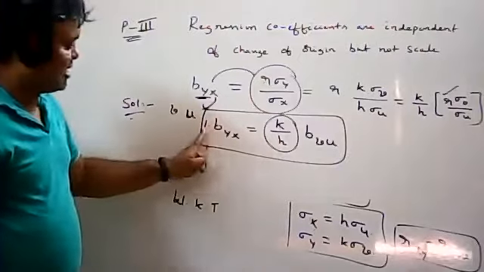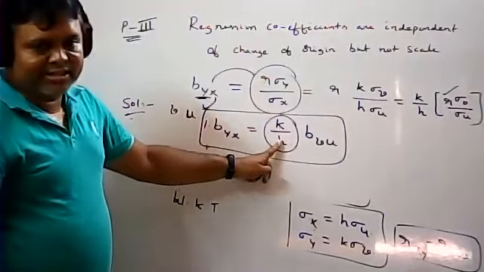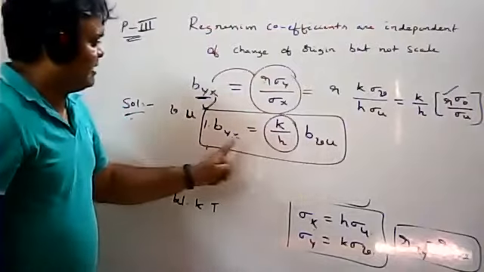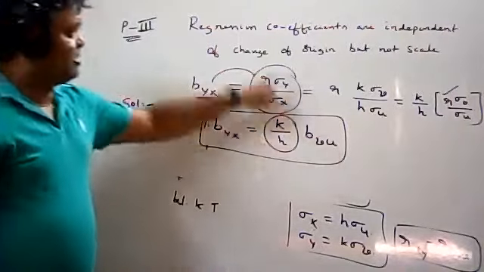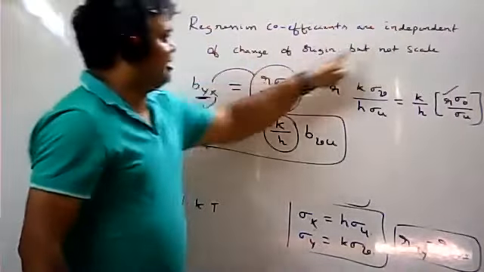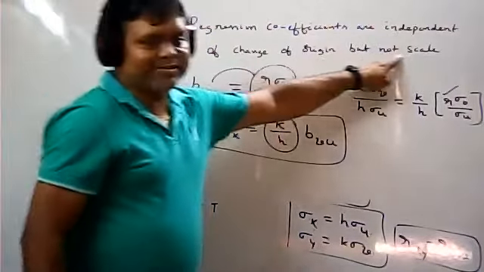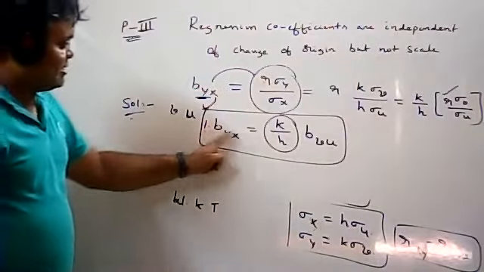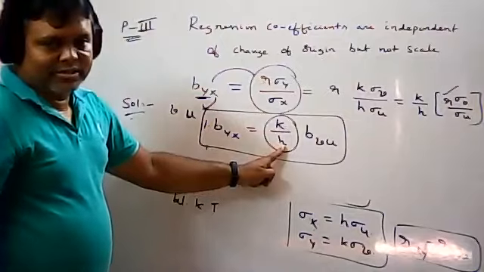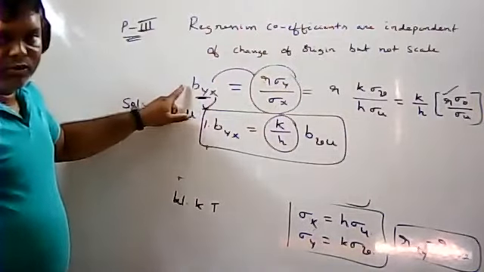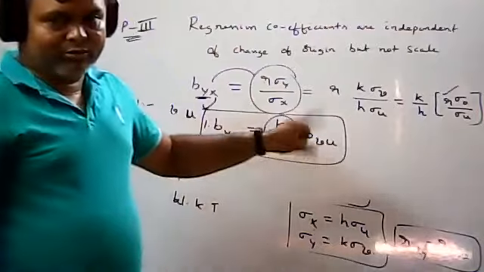Here 1 is there, here k by h is there, a constant. So origin won't change, in place of y you have v, in place of x you have u. Regression coefficients are independent of change of origin, but not of scale. So the property is true. But I have taken only one regression coefficient. One more regression coefficient is there, so I have to prove that one also.